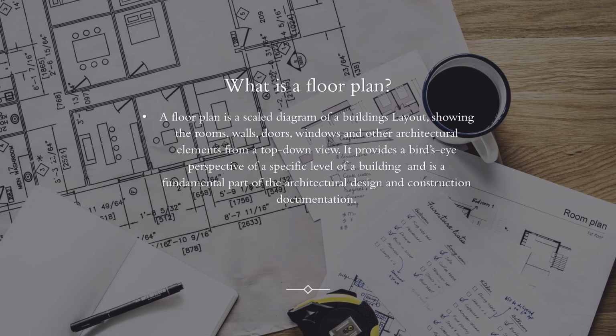So first and foremost, what is a floor plan? A floor plan is a scaled diagram of a building's layout, showing rooms, walls, doors, and windows, and other architectural elements from a top-down view. It provides a bird's eye view perspective of a specific level of the building and is a fundamental part of the architectural design and construction documentation.